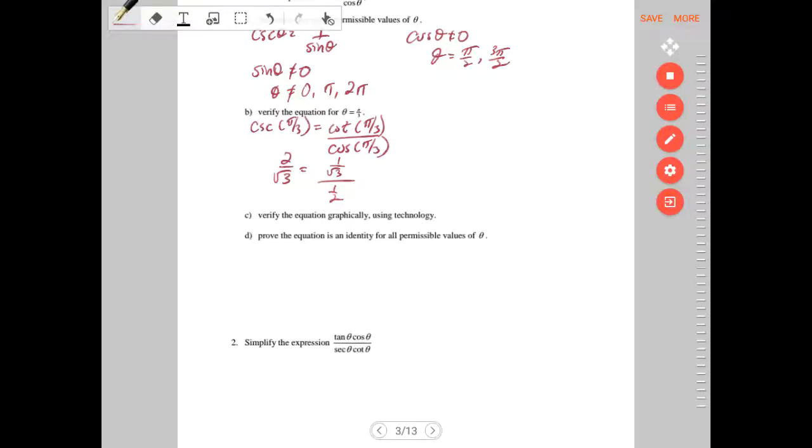So we have 2 over root 3 equals, if we flip 1 over root 3 and divide it by 1/2, 1 over root 3 times 2 over 1, flip and multiply, we also get 2 over root 3. So because the left side and the right side are numerically the same, the identity is verified for pi over 3. Part C, verify the equation graphically using technology.